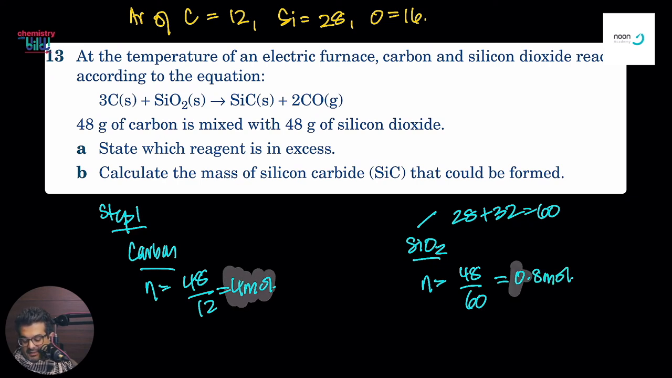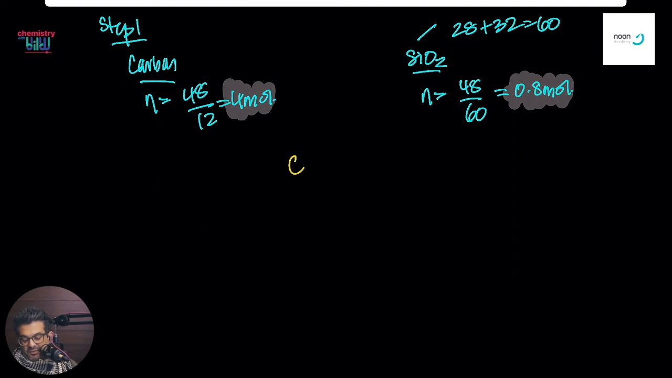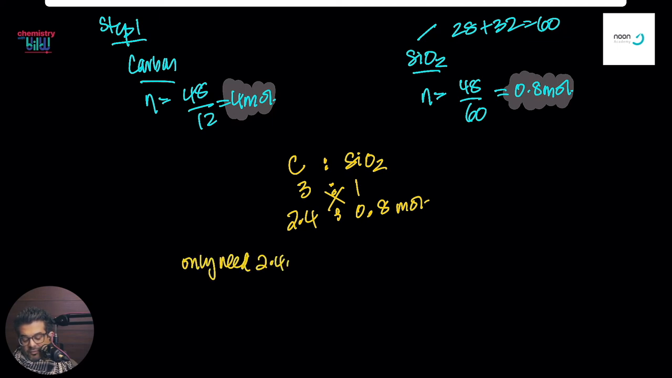The way I see it, it's always easier to start out with a smaller number. If 3 reacts with 1, 4 will react with more than 1, but I have less than 1. So it seems like this is limiting. Or if 1 reacts with 3, 0.8 will react with less than 3, but I have more than 4. So I don't even need to do the math, but I can do it if I want to. The two knowns are in a 3:1 ratio, but I only have 0.8 moles of silicon oxide. You can start off with any of them, but since I predict that this is limiting, I'll take that as limiting and see if it works out. So if 3 reacts with 1, 0.8 will react with 2.4. So no, carbon is not limiting. I only need 2.4 moles of carbon, but I have 4 moles of carbon.